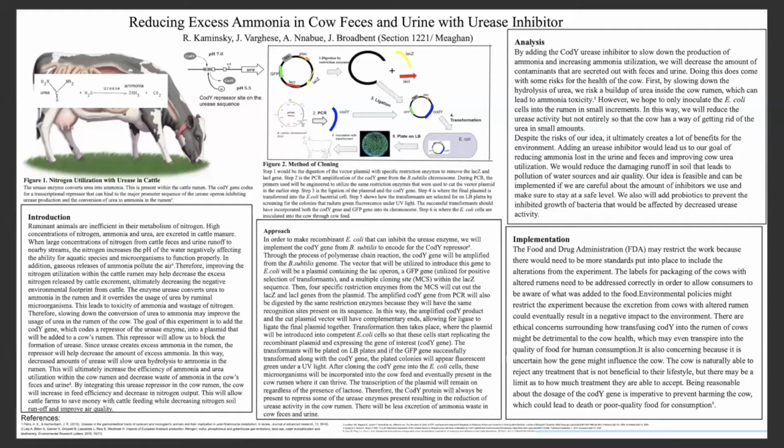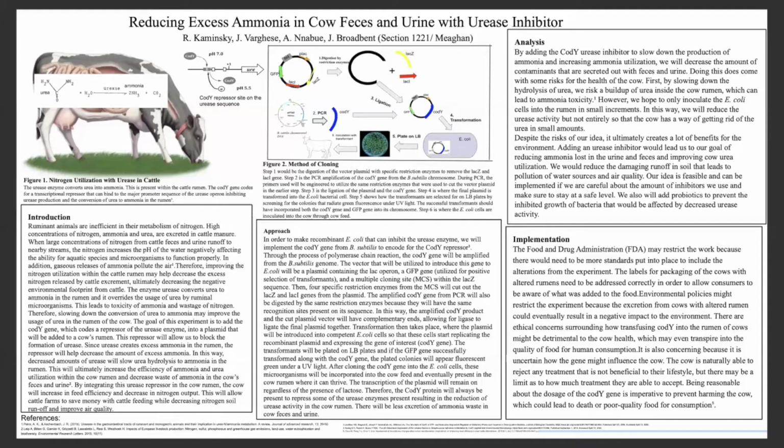And step 6 will be where we implement the cells into the cow feed, and this will allow the E. coli cells to eventually travel to the cow rumen and take action, and we are hoping that there will be less excretion of ammonia waste with the implementation of our gene.